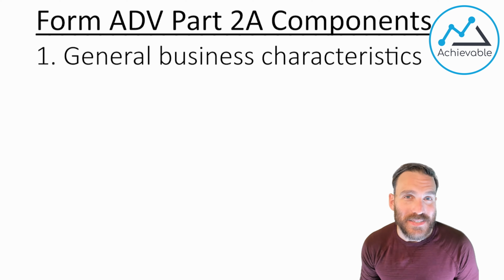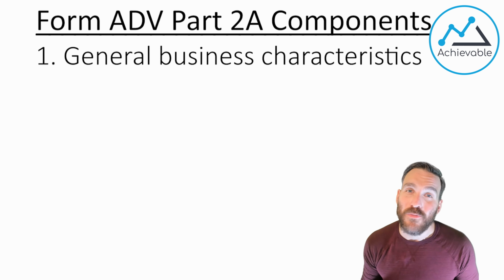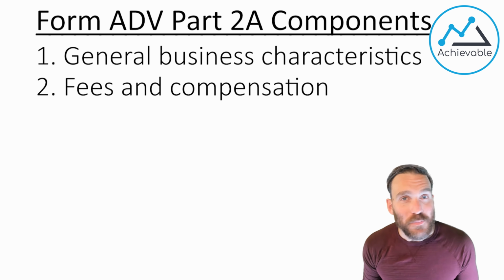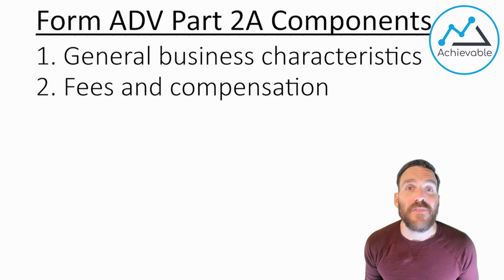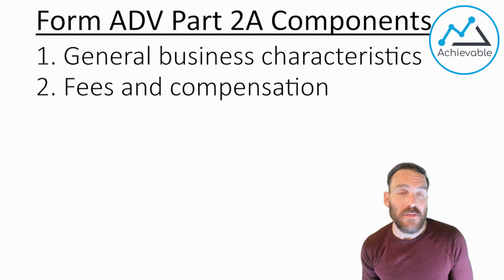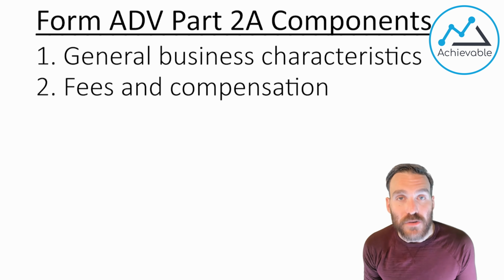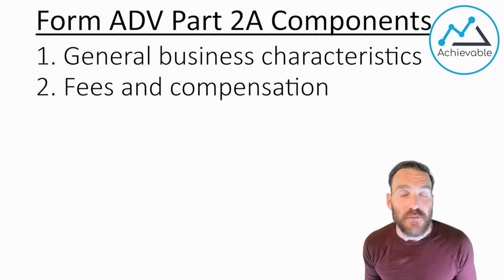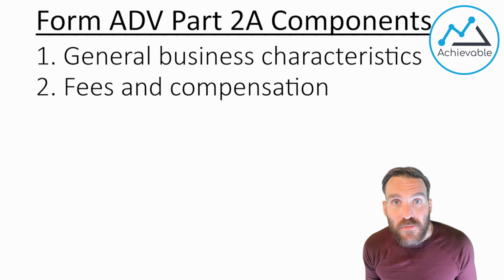The next section is a big section. Clients will really care about this. It is fees and compensation. And this one's pretty straightforward too. What does the advisor charge for their services? What type of fees do they charge? Meaning, do they have an hourly fee structure? Do they have a fixed fee structure? Do they charge an assets under management fee? Do they charge performance fees?